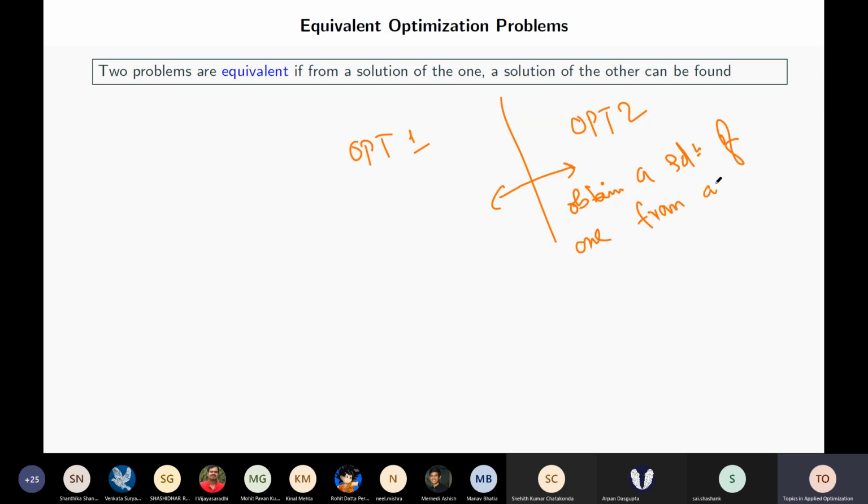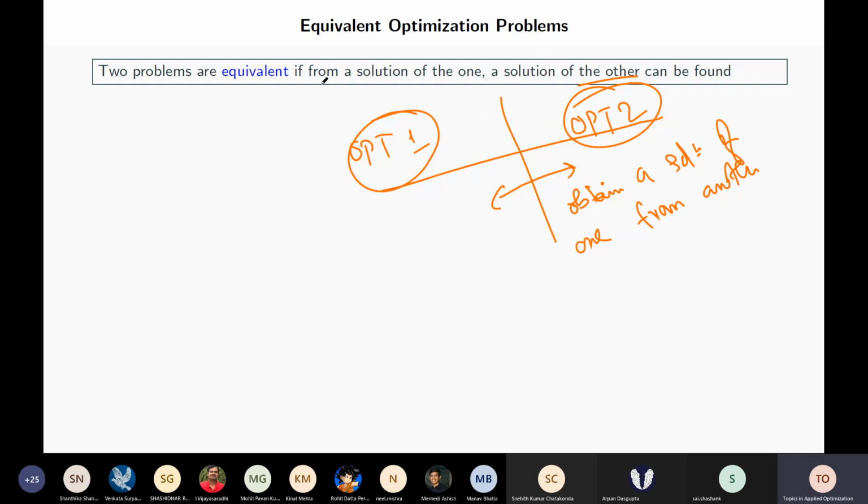So two problems are equivalent if from a solution of one, a solution of the other can be found. Someone may give me an optimization problem 1, and then I'm given optimization problem 2. So I say that they are equivalent if I can obtain a solution of one from the other. Okay, that's what is written here also. So then I say that these optimization problems are equivalent. In other words, solving 1 is the same as solving 2, or solving 2, I can do some transform after that and get back the solution of 1.